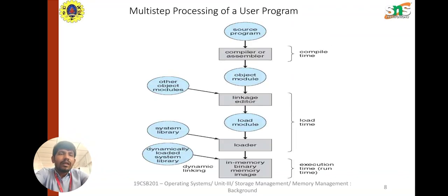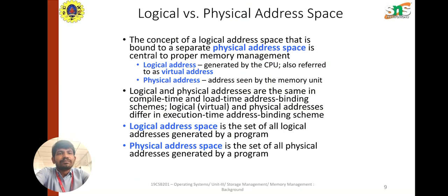This is the main memory management unit process. We first have the source program, which is moved to the compiler and assembler, then to the object module, and then to the linkage editor. The linkage editor produces load modules, and the loader sends them to main memory as binary memory images. We have compile time, load time, and execution time mentioned on the right side.